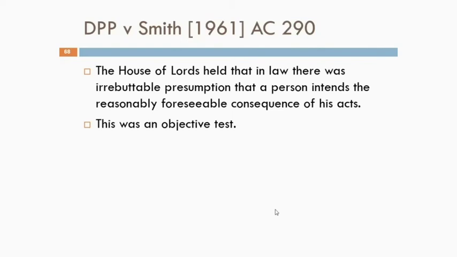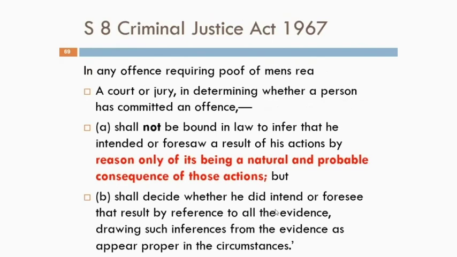This is an example of a bad decision reached by the House of Lords, and as a result of London Street Tramways' rigid rule that the House of Lords was not able to change their previous decisions, this decision sat on the law books until Parliament was able to change it with the passing of Section 8 of the Criminal Justice Act 1967.